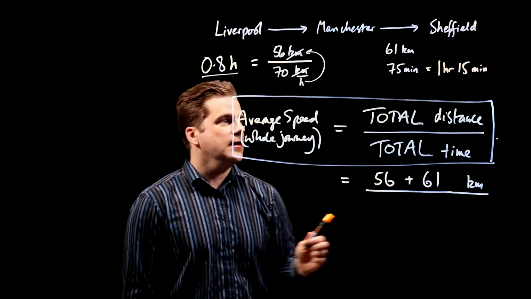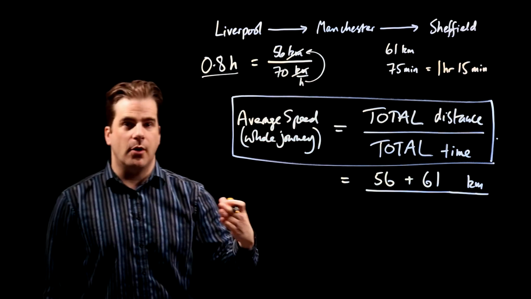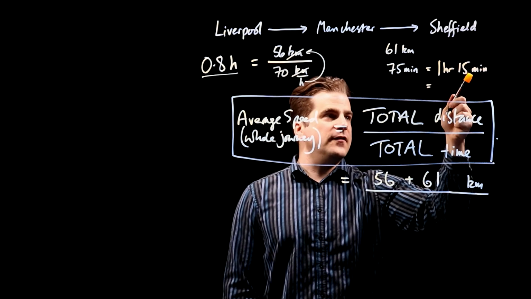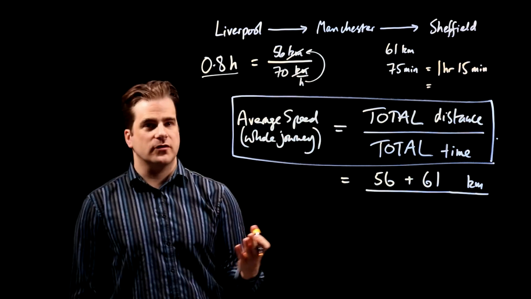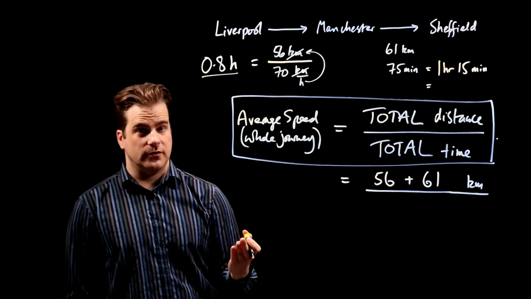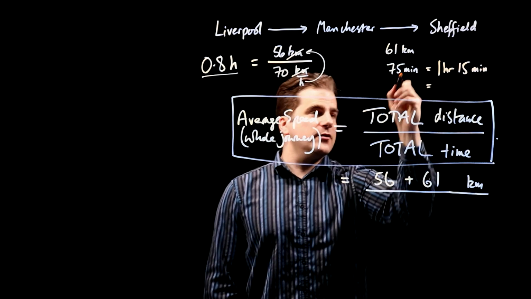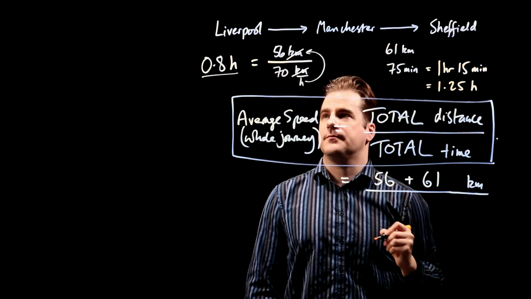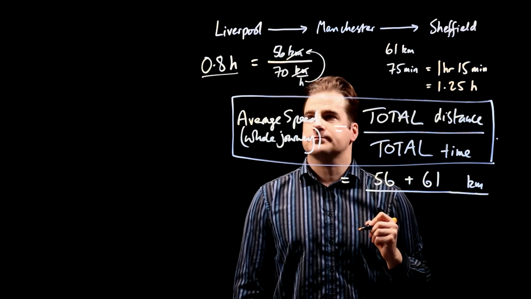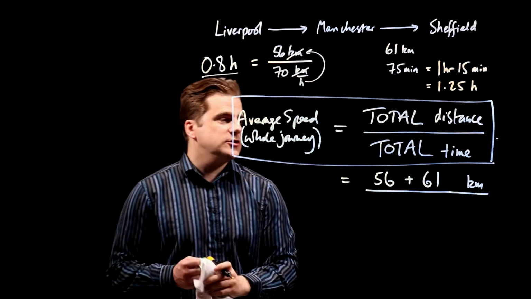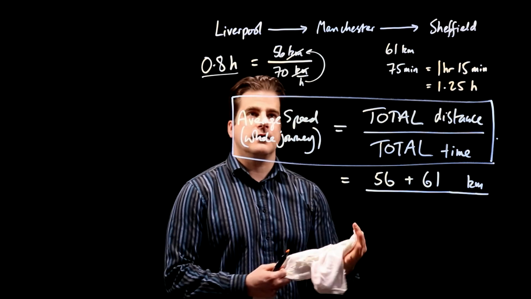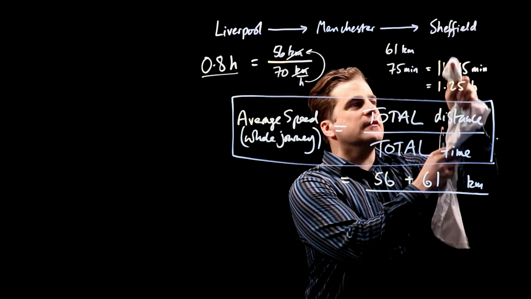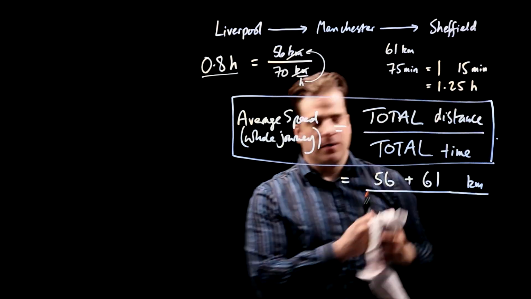Okay. But we've still got more work to do. We need 1 point something. So 15 minutes is a quarter of 1 hour. In other words, 0.25 of an hour. So therefore 75 minutes is 1.25 hours. Okay? I should be consistent. I'll just remove that R. We're just going to use H for hours instead of HR.